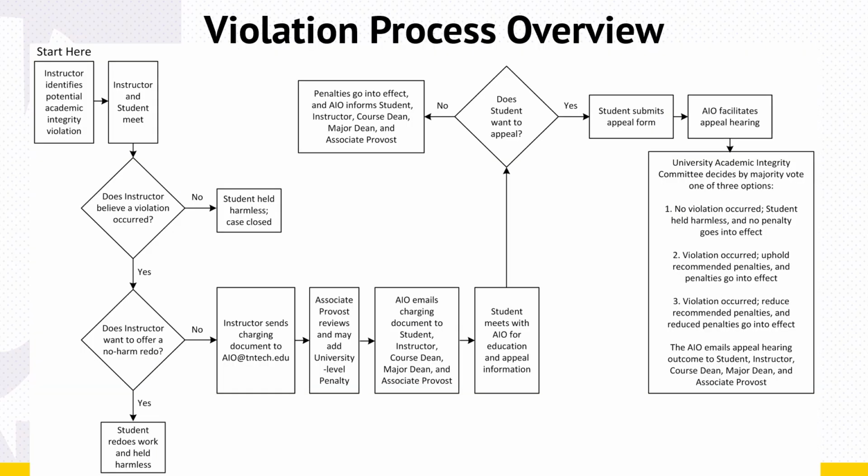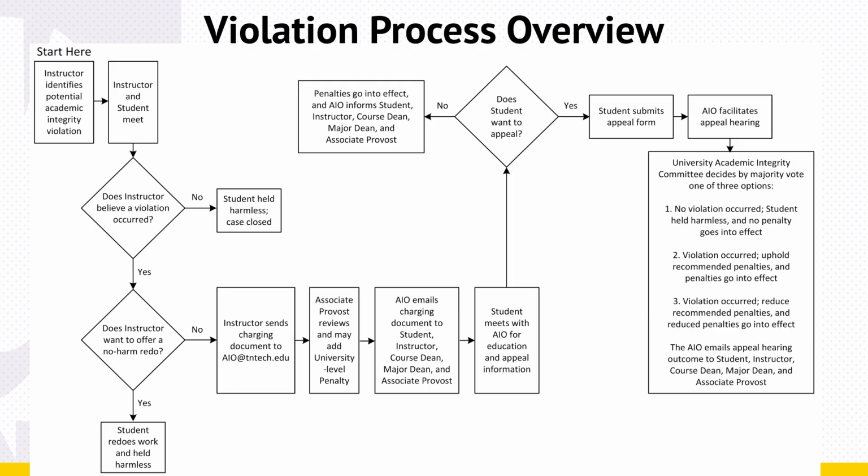This flowchart is an overview of the entire academic integrity violation process. I will briefly describe each step of this overview from the perspective of the instructor. Please visit the Academic Integrity website for a more detailed description of every step, including your deadlines. Deadlines are set by Policy 216.